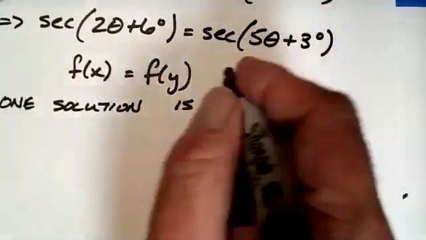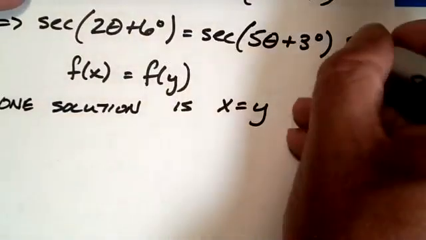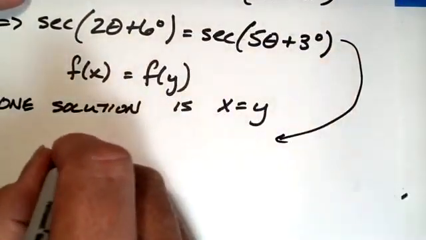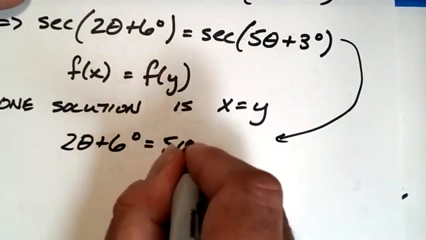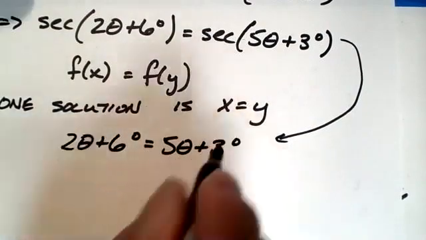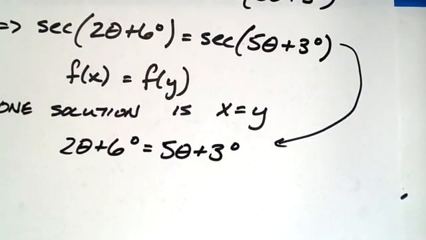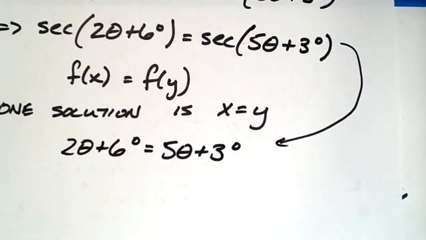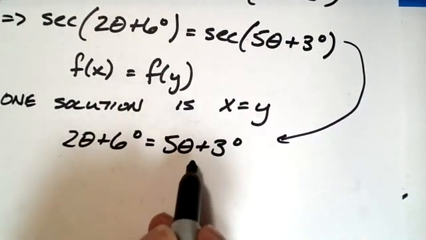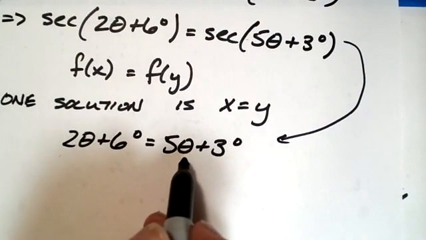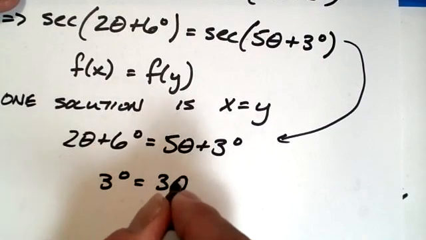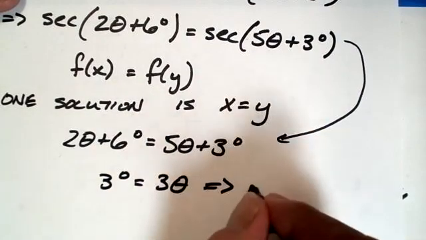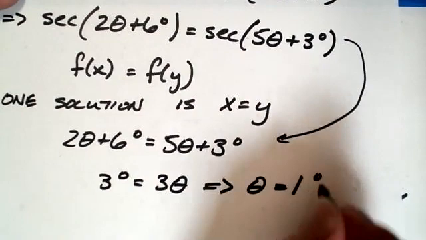So with this understanding of what happens here, we can go straight to 2 theta plus 6 degrees is equal to 5 theta plus 3 degrees. It is one solution. It is not all the solutions. So this now becomes an algebra problem. You can solve it pretty quickly. 3 degrees is equal to 3 theta, and so theta is equal to 1 degree.